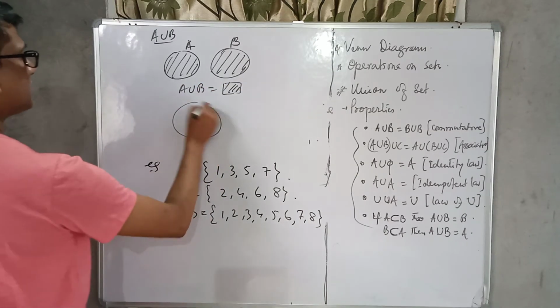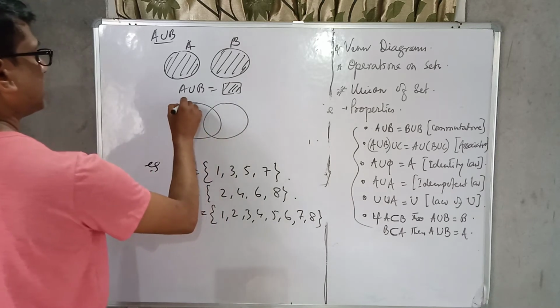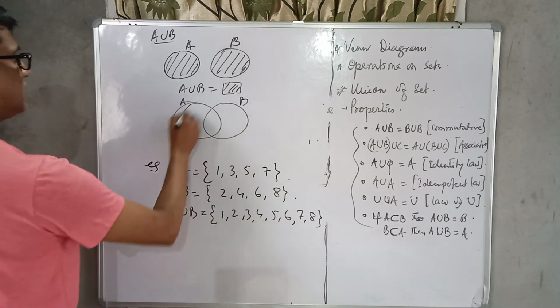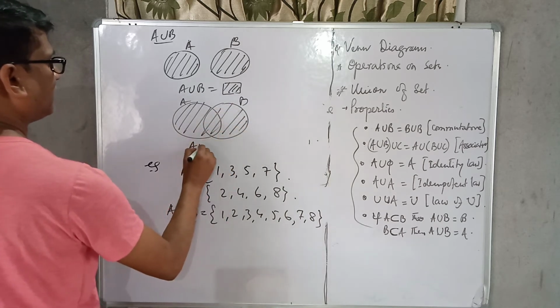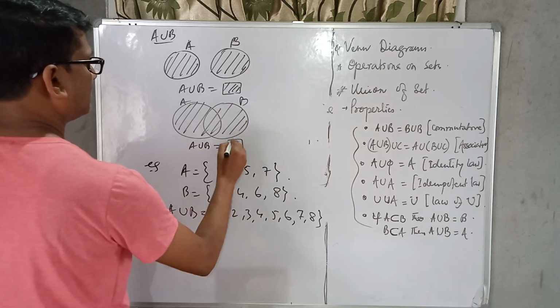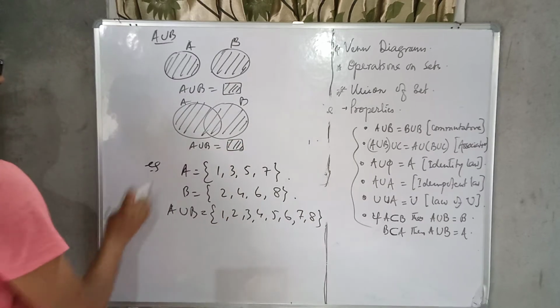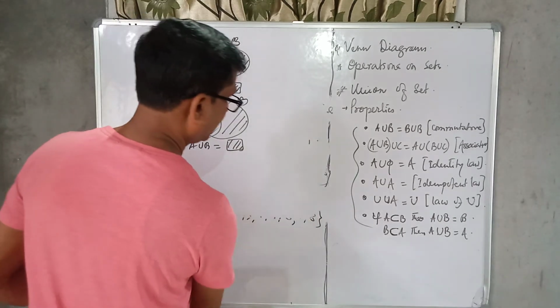If something is common, this is A, this is B, this part is common, then the common part will come only once. That is A union B, the shaded part. Okay, this is how A union B is represented by Venn diagrams.